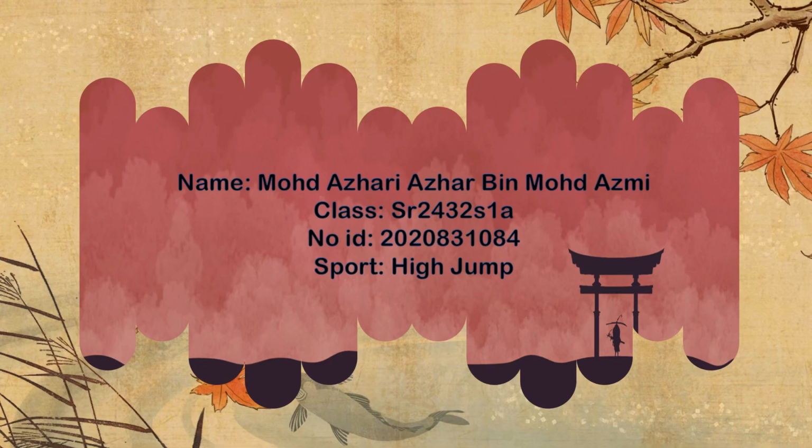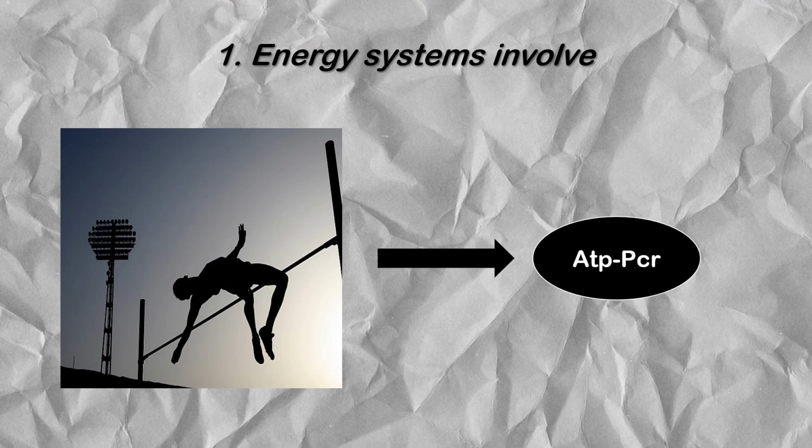My name is Muhammad Azhari Azhar bin Muhammad Azmi, and today I want to present about high jump. Number one is energy system involved. The energy system involved in high jump is ATP-PCr or alactic anaerobic energy system. In fact, it is used during high jump because high jump only lasts about 4 or 5 seconds.